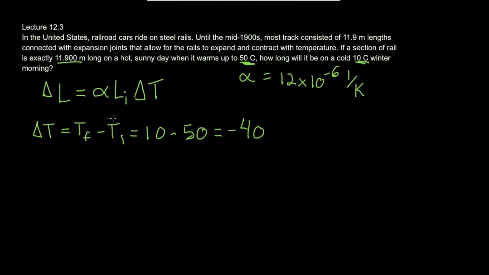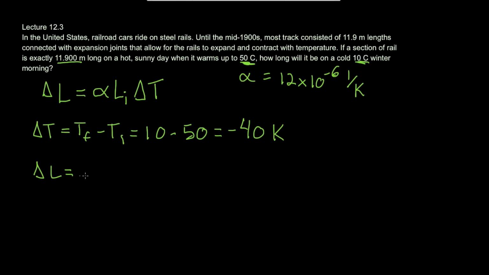And again, since it's a change in temperature, Celsius and Kelvin can be thought of as the same. So negative 40 K. And we have to make sure we're in Kelvin because these constants are all given in Kelvin. And so now we can pretty much just fill in.